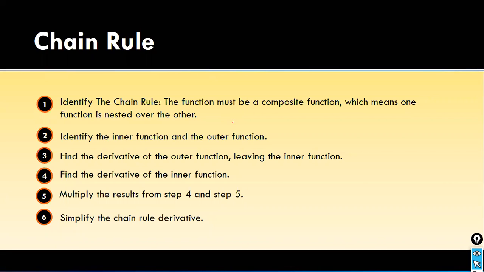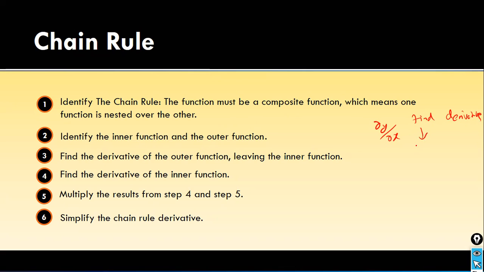The chain rule tells us how to find the derivative of a composite function, which means one function is nested over the other. The second point is you need to identify the inner function and the outer function. See, this works something like this. For example, I want to find out ∂y/∂x, which is nothing but finding the derivative.